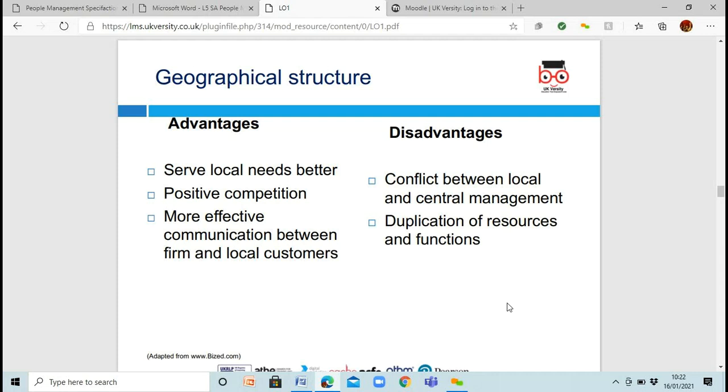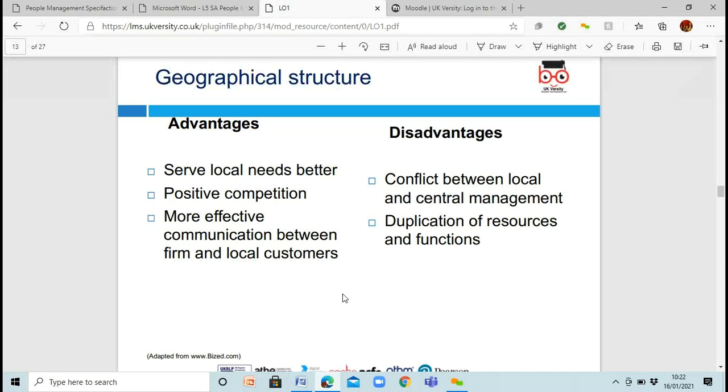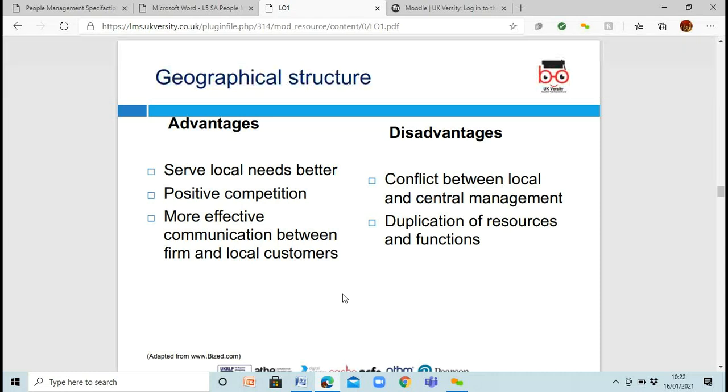Now, again, there are advantages and disadvantages of having this geographical structure. Let's look at the advantages first. It serves local needs better. There's positive competition and there's more effective communication between the firm and its local customers. But the disadvantages are that there's conflict between local and central management, and again, there's duplication of resources and functions.